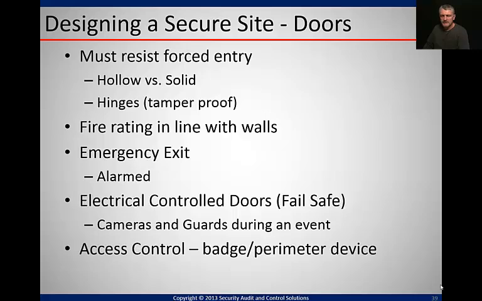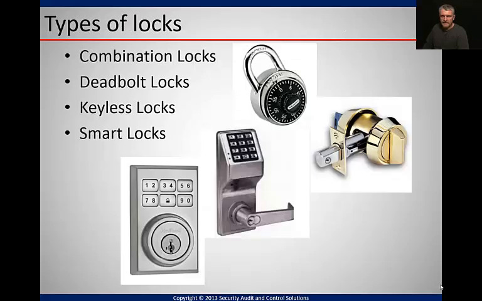Electrically controlled doors, such as fail-safe doors, which means that if the power fails, the door should open. Then you should, as a compensating control, use cameras and guards during that event. Also, access control, badge or perimeter devices at the doors are recommended as well.